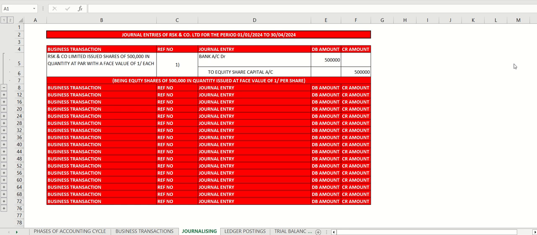Now let's move to the next phase of an accounting cycle, which is the ledger posting phase. So we need to create the ledger account for the bank account and the ledger account for the equity share capital account, and the entries are required to be updated accordingly in these two accounts. So let's move to the ledger postings phase or tab.